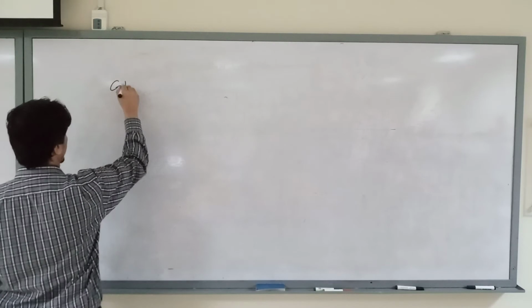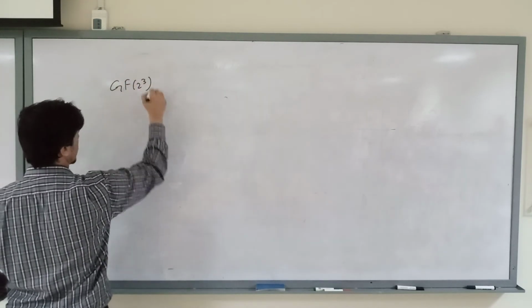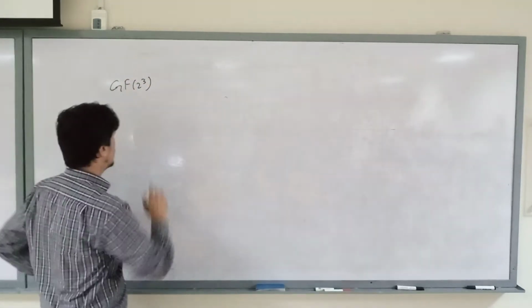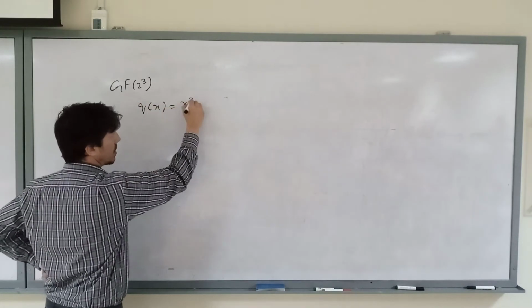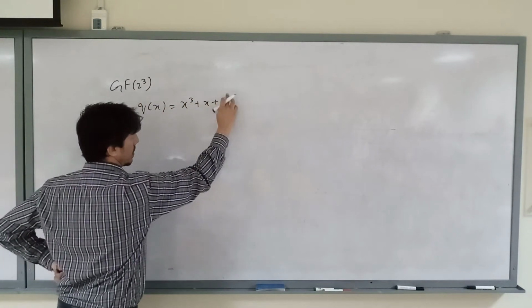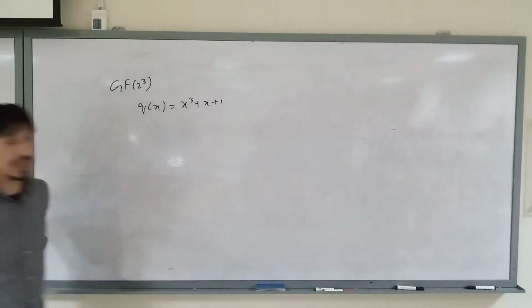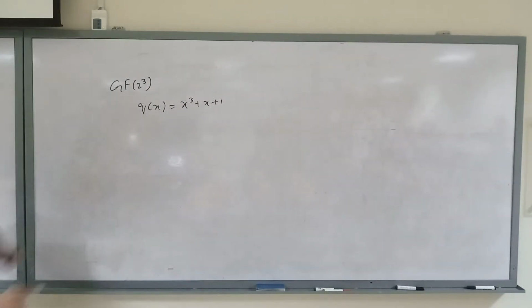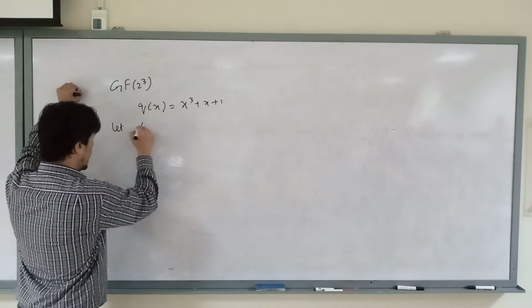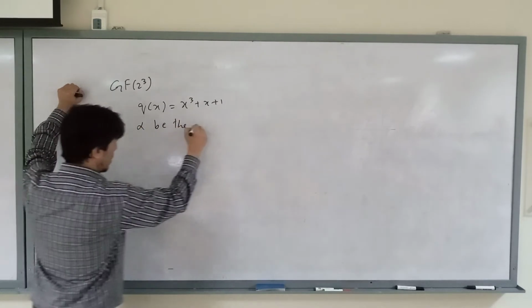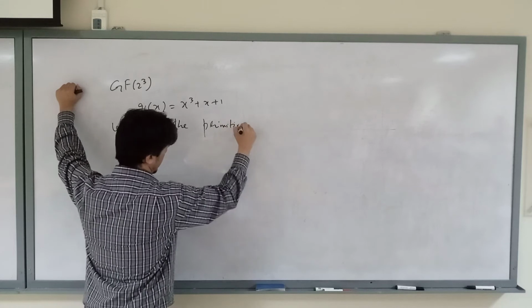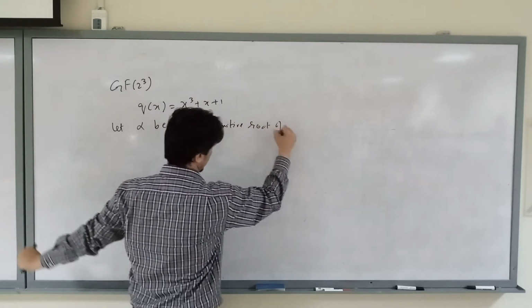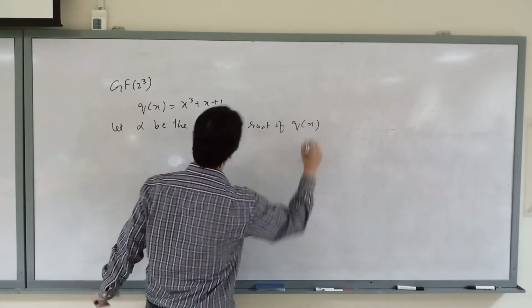GF 2 power 3. So it has Q of X of order 3. So how many elements does it have? 8. So let alpha be the primitive root. x cube plus x square plus x, नहीं आएगा सर?